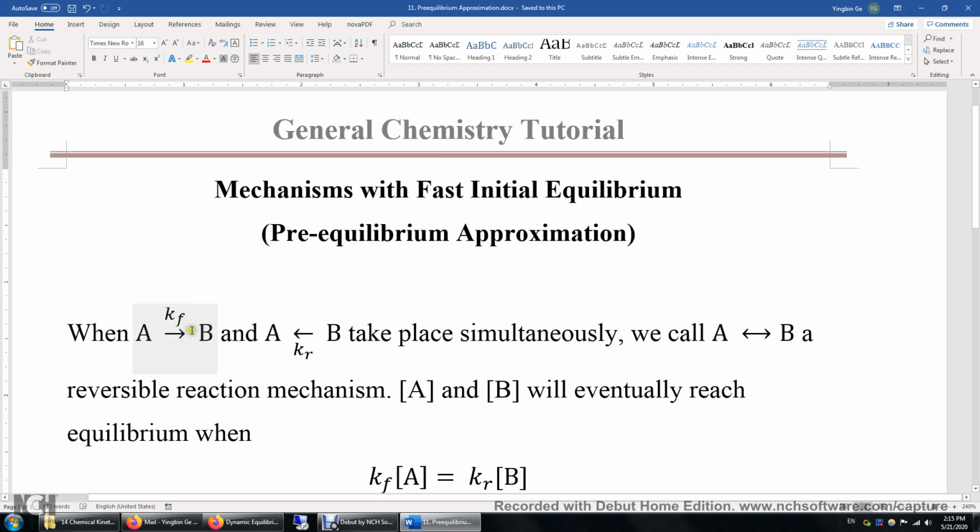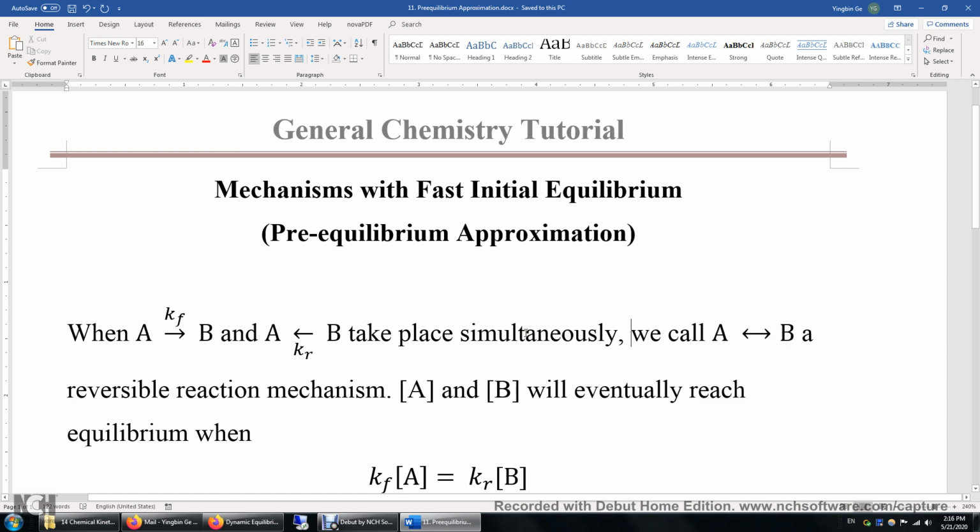So let's say the reaction from A to B and the reaction from B back to A take place simultaneously. And then we put a double arrow between A and B. We say it's a reversible reaction mechanism. It's not an elementary reaction. It's a mechanism that consists of two elementary reactions. One is from A to B, the other is from B back to A.